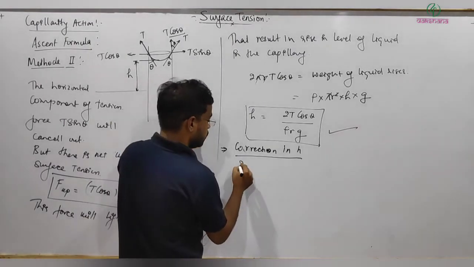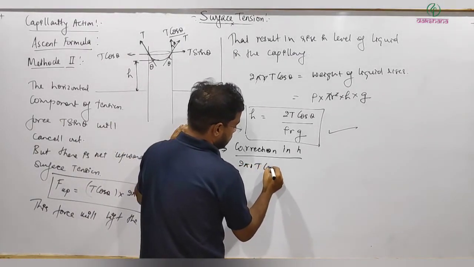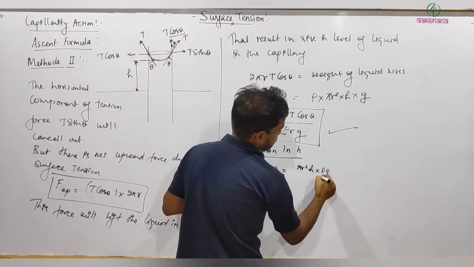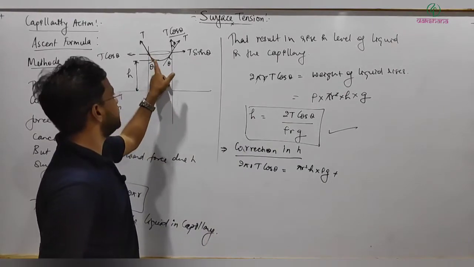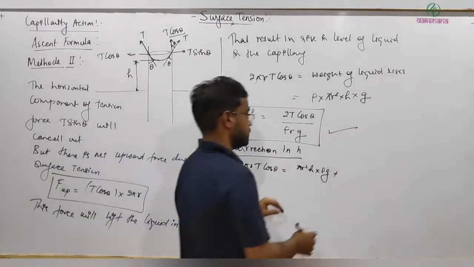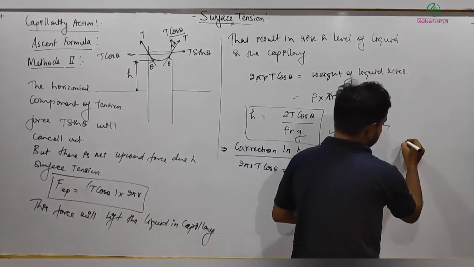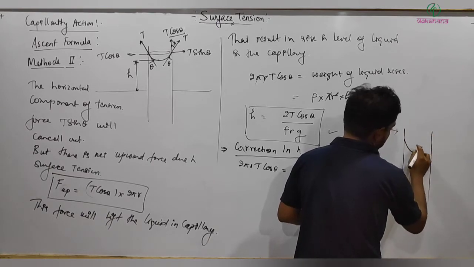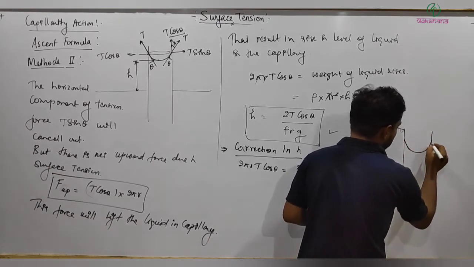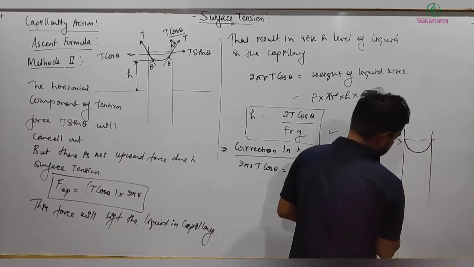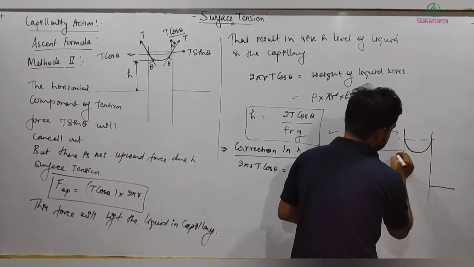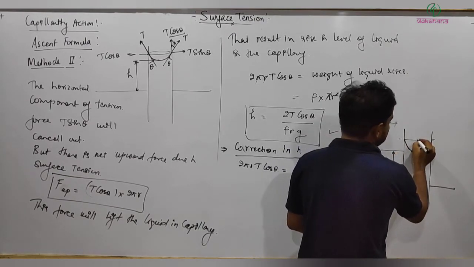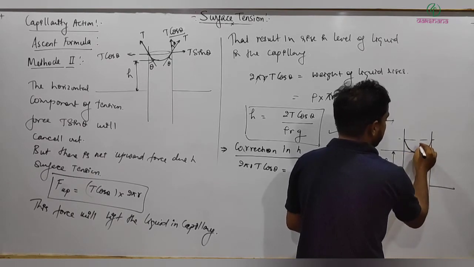So this same 2 pi r T cos theta, we can write as pi r square into h into rho into g, plus we will take this part as spherical. So let's say this is h, and in this case we will take this as a completely hemispherical.